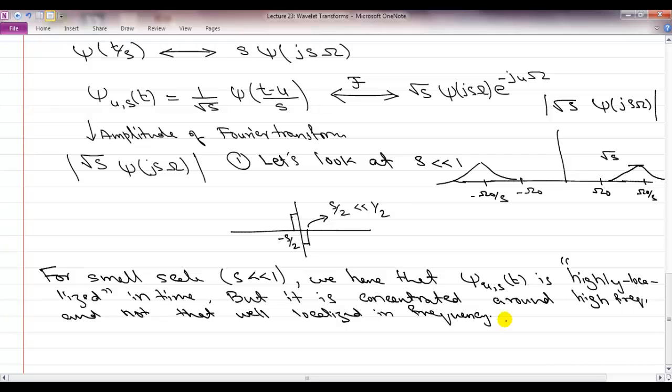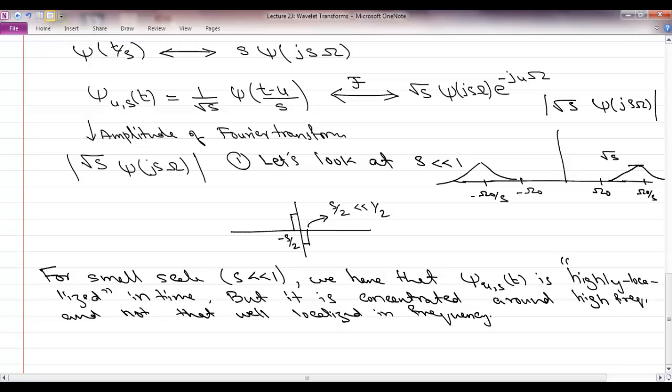Okay. So this scaling is sort of killing two birds with one stone. It's not only taking your signal to high frequency, but it's also increasing your time resolution.